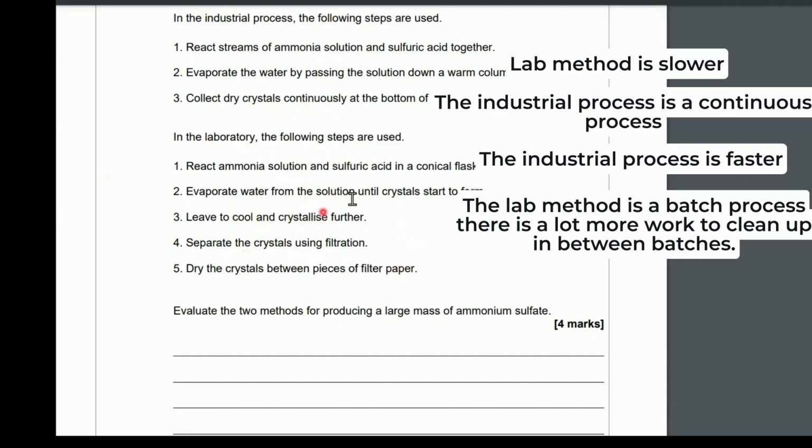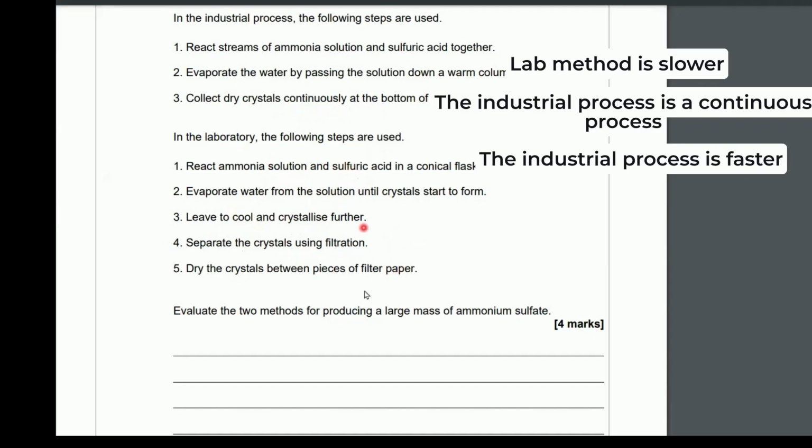However, any mistakes in the batch process, you only lose one batch. If you get a mistake going on in the industrial process, you might lose lots more. So that would be the evaluation of this process.